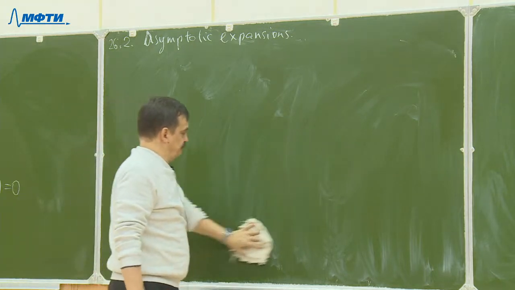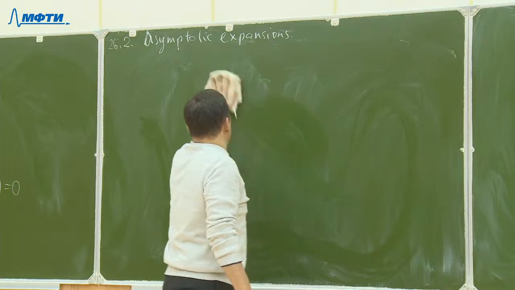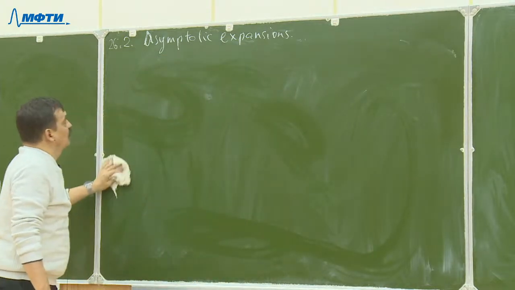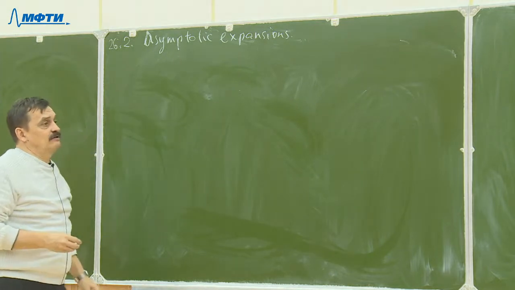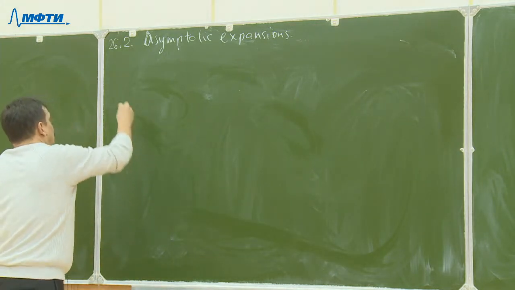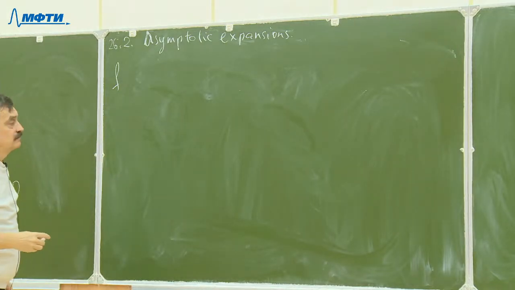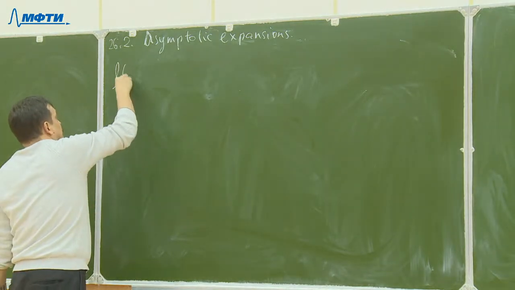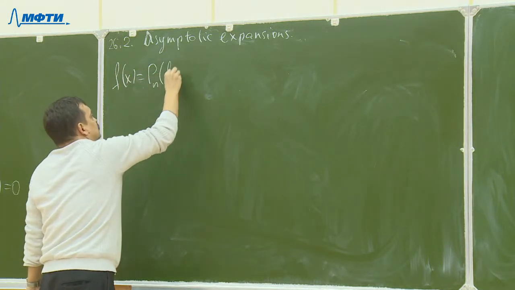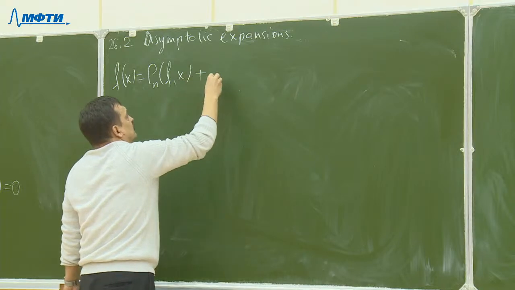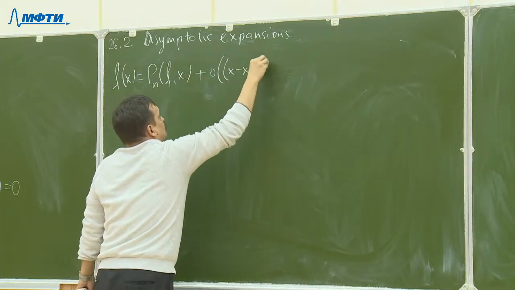So, the example of asymptotic expansion was the Taylor formula with remainder in Peano form. So let me recall, we had such an expansion. What does expansion mean? Just a minute.